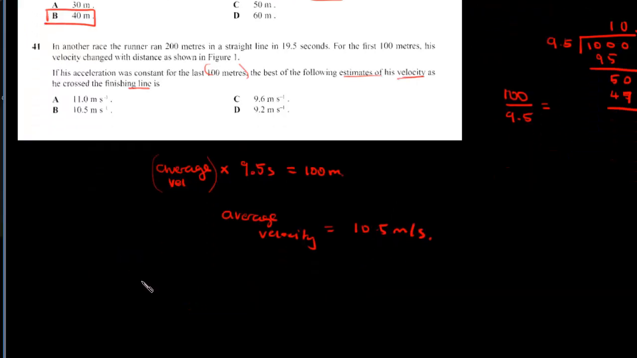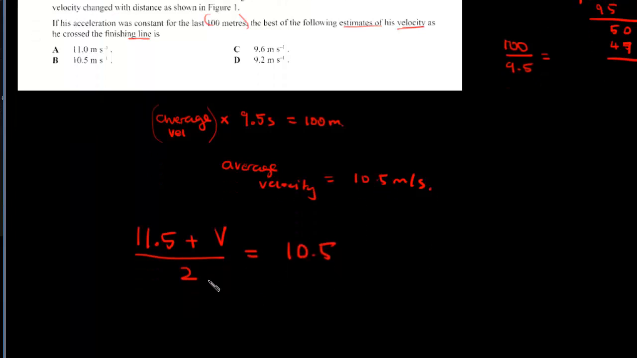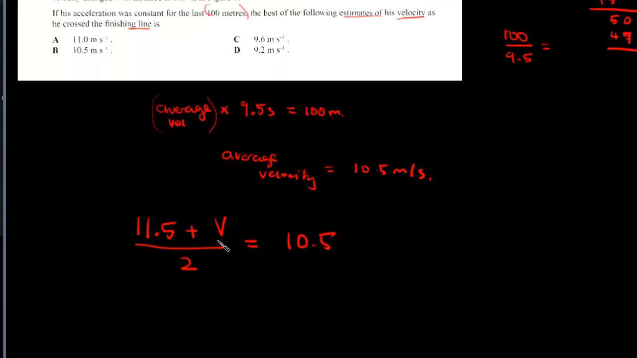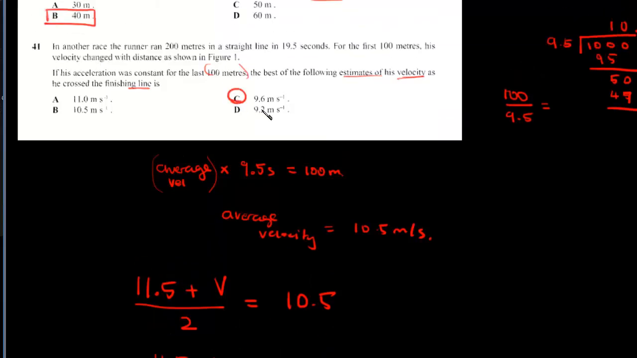What it means is this. The starting velocity was 11.5, and whatever the final velocity is, take halfway between these two, then you're going to get 10.5. What should that be? I think it should be 9.5. Halfway between 11.5 and 9.5 is 10.5, isn't it? You can easily solve this algebraically as well. Multiply this by 2, then you get 21. Then the velocity is 21 minus this one, you get 9.5. So it's about 9.6, I think. So that's the answer.